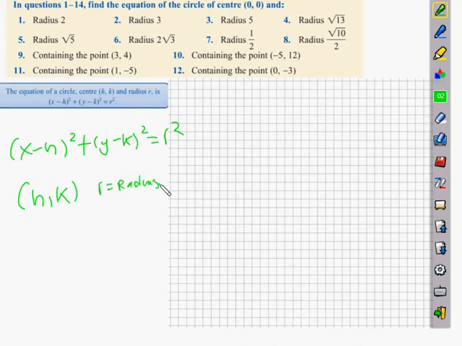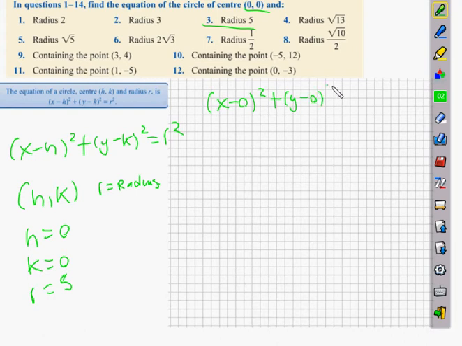So, what we can see from, let's say, the first question 3, right? So, for question 3, the radius is 5, the center is 0, 0. So, if you make a list, h equals 0, k equals 0, r equals 5. Plug in your numbers. X minus 0 squared plus y minus 0 squared equals 5 squared. And then, what's going to happen next is we're going to get x squared plus y squared equals 25. And that's the equation of your circle.